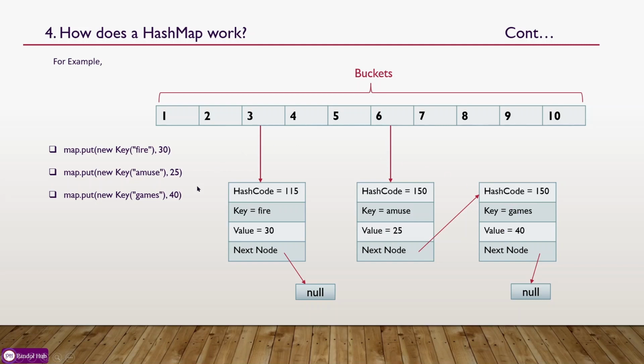So basically, this is hash code and equals. The hash code method is used to identify the correct bucket in the hash map, whereas the equals method is used to retrieve the correct value from the hash map.